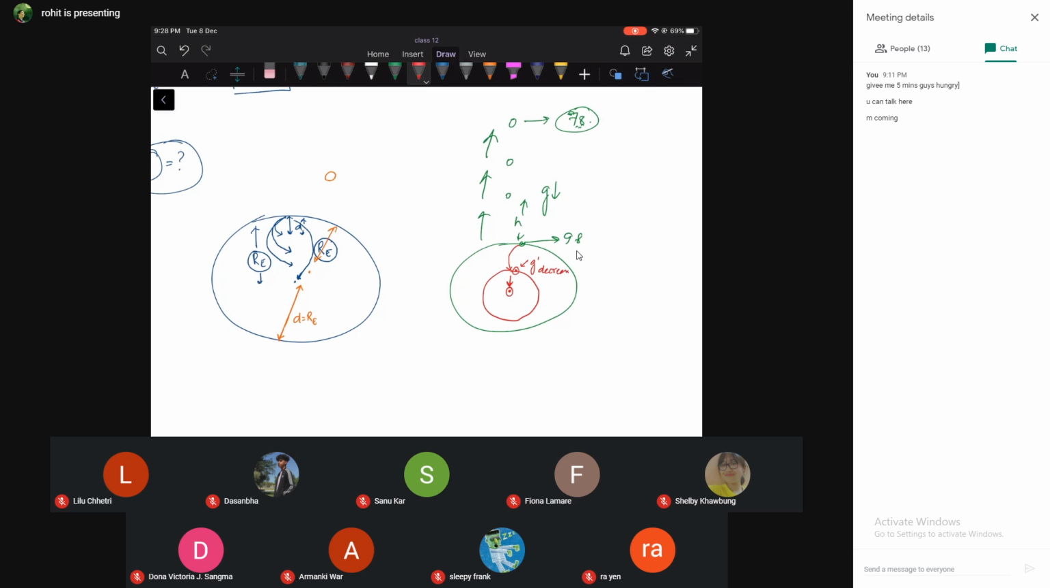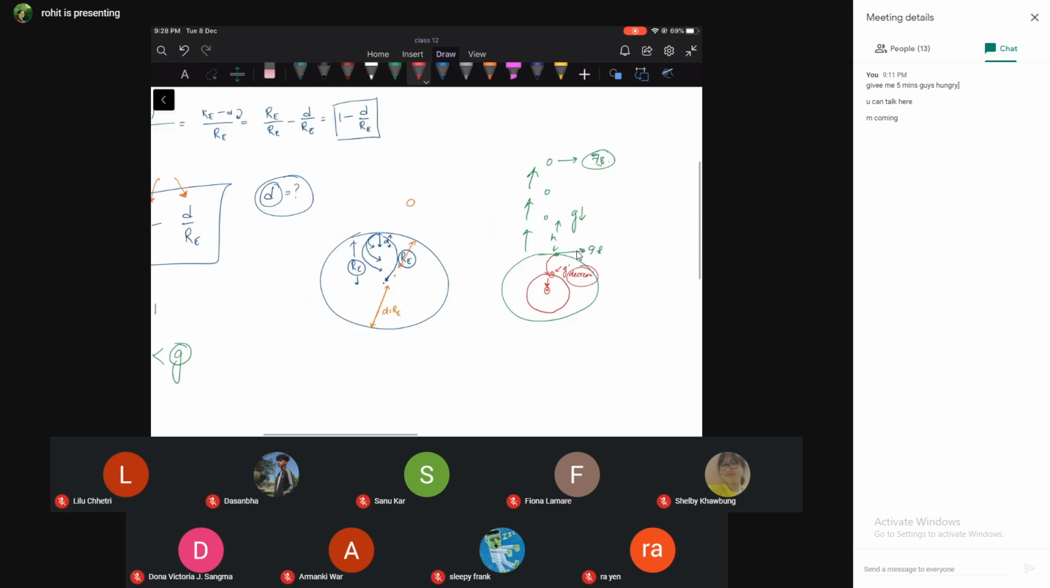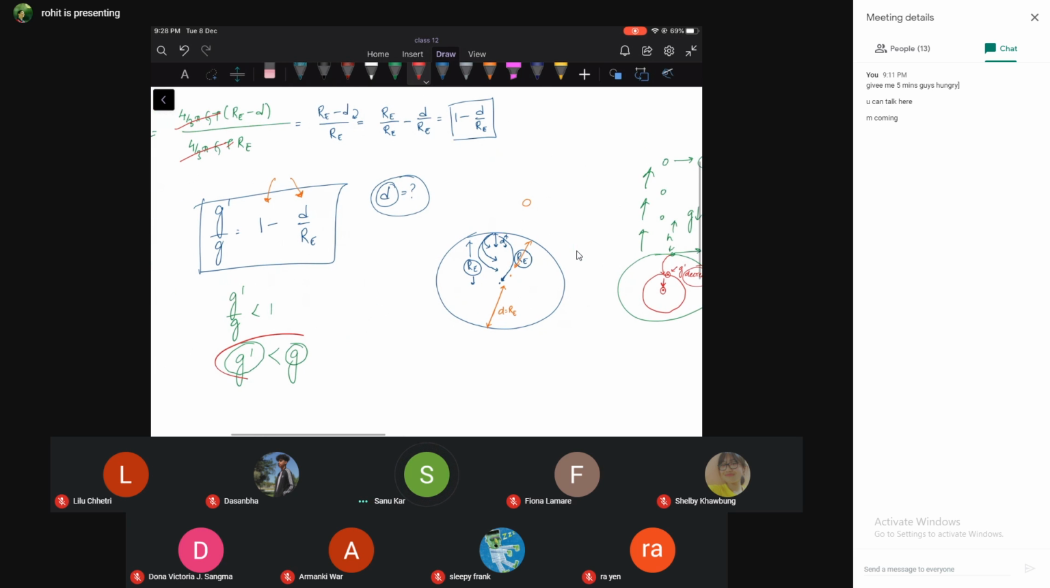So let me just ask you, where do you get the highest value or maximum value of G? At certain height, at certain depth, or on the surface? That's the question. First thing, where do you get it? At the surface, because that's where you get the maximum value of G. If I go above certain height, the value of G decreases.